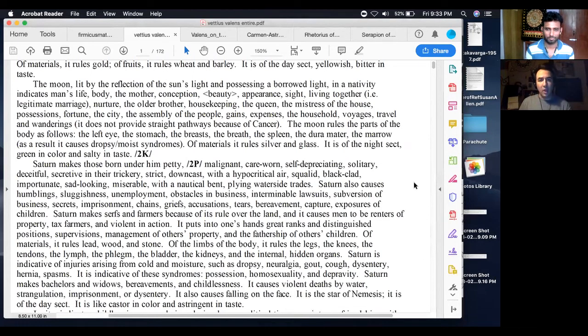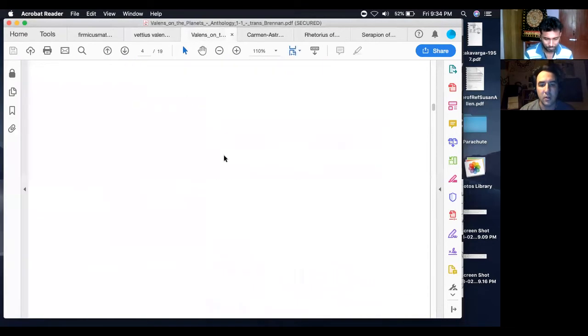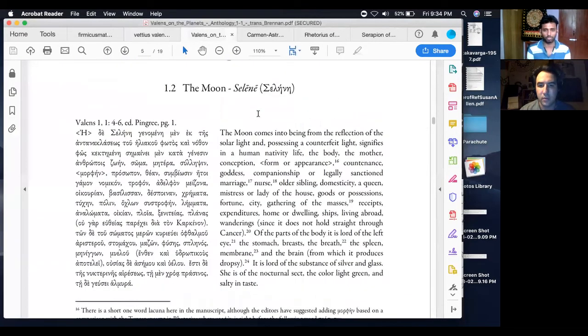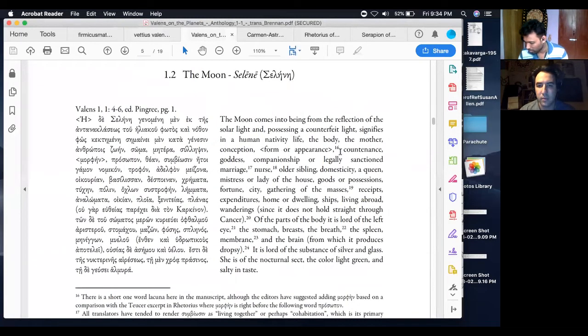Conception, I guess, meaning probably getting pregnant and stuff like that. That makes sense. Beauty, I don't really know where that comes from. That's kind of interesting, but again, that's sort of a reflection of what we saw in the sun. Yeah, I think luminaries have some kind of understanding of the concept of beauty. So there is something that is attached to the luminaries.